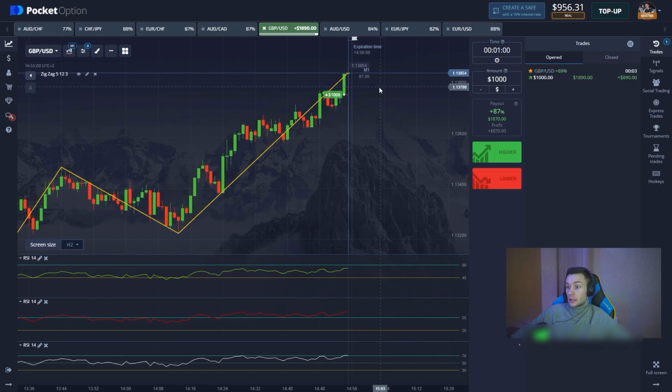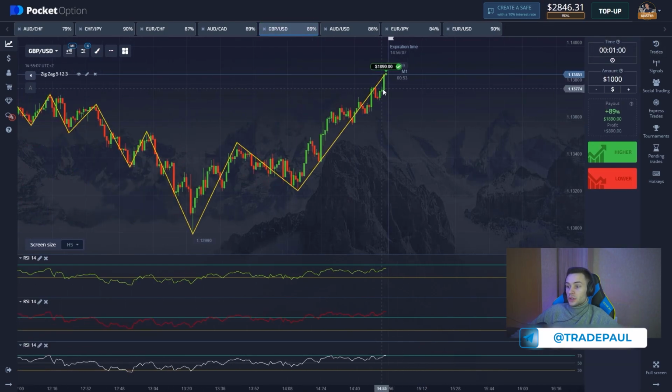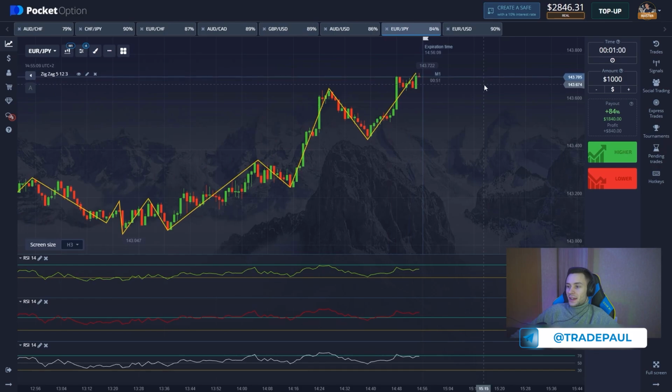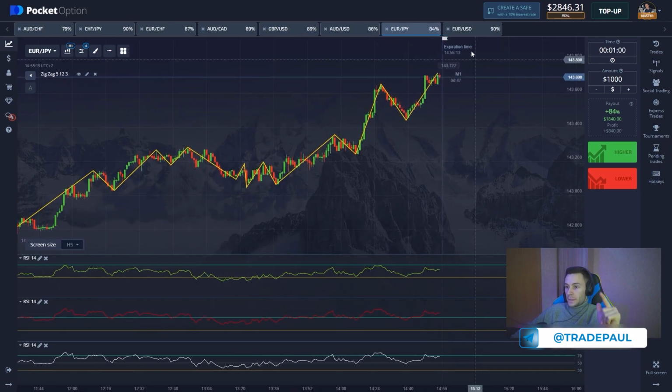It's highly likely that right after this candle we're going to see a small correction, but anyway, we got another position in profits, guys, and we're not stopping here. Let's change the currency pair.